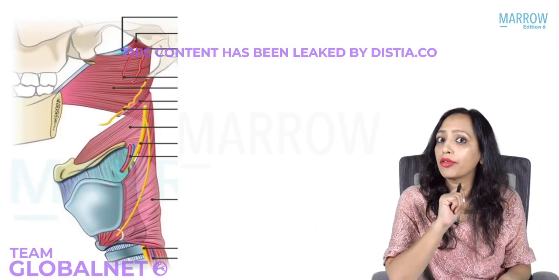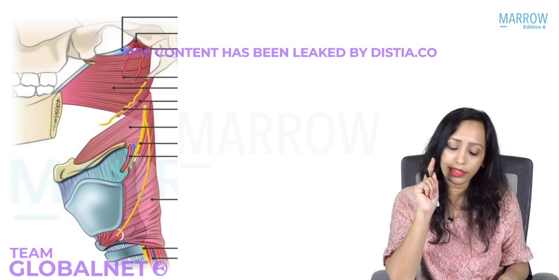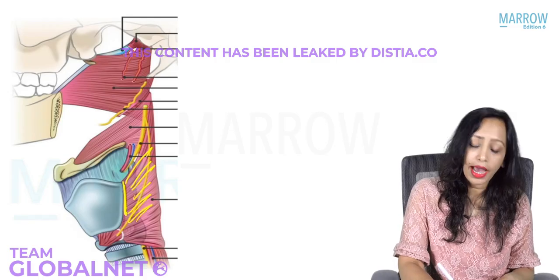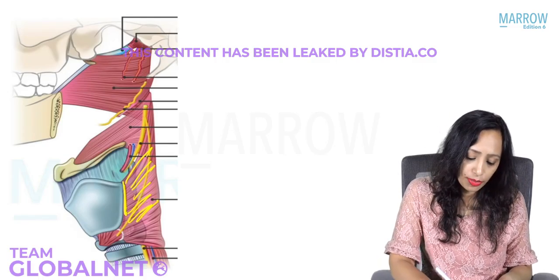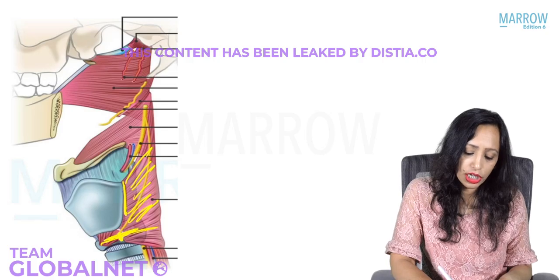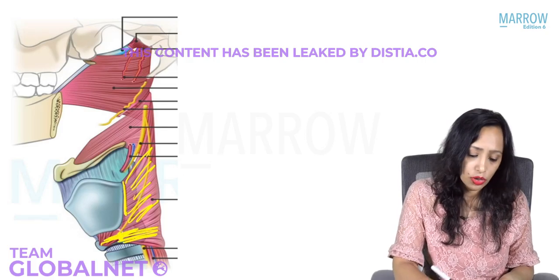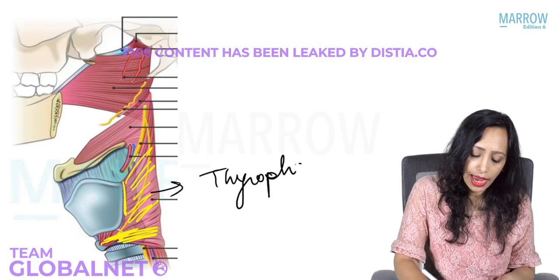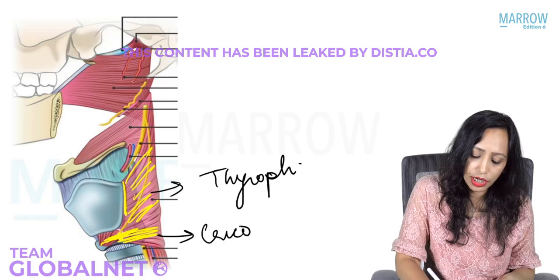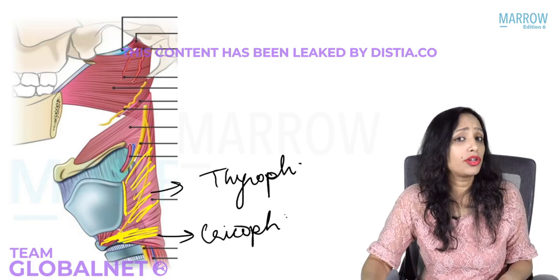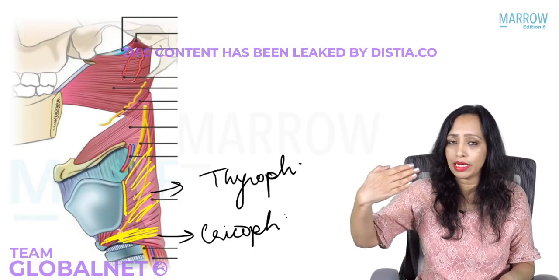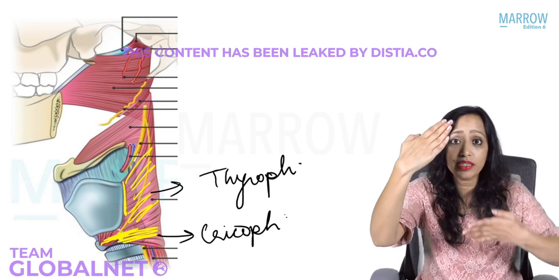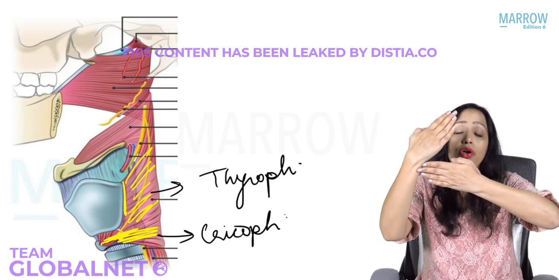Now the inferior constrictor muscle is in two parts. It arises not only from the thyroid, it also arises from the cricoid. The part that arises from the thyroid is known as the thyropharyngeus, whereas the one that arises from the cricoid is known as cricopharyngeus. The thyropharyngeus rises from the thyroid and goes obliquely posteriorly to attach to the midline fibrous raphe, whereas cricopharyngeus goes horizontally behind.